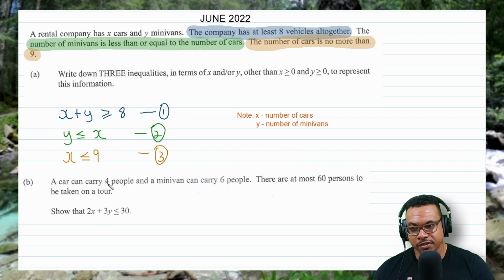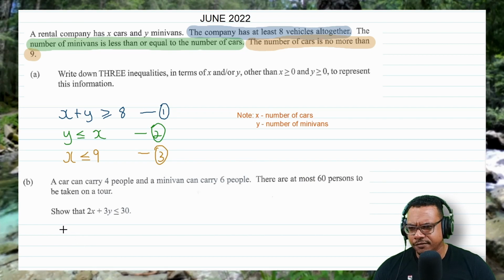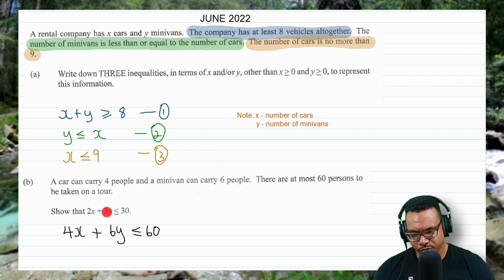Now, so that will be 4 times X, all the people that the cars could carry, plus 6 times Y, all the people that the minivans could carry, and that must be, at the most, 60 persons. So that must be less than or equal to 60. So I'll have 4 times X plus 6 times Y, and that must be less than or equal to 60. Now they want us to show that this information can be written as 2x plus 3y is less than or equal to 30. Now look at what we have here.